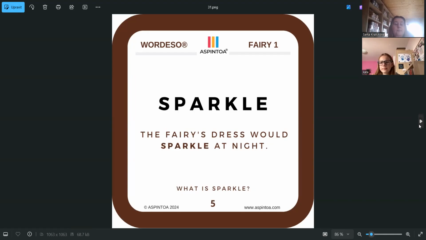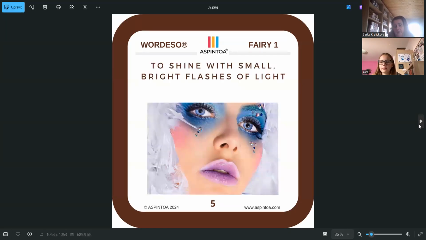So the fifth word is sparkle. Sparkle, shine. The fairy's dress would sparkle at night. So what is sparkle? To sparkle is to shine with small bright flashes of light. Yes. Okay. So we can say that these are little sparkles here.